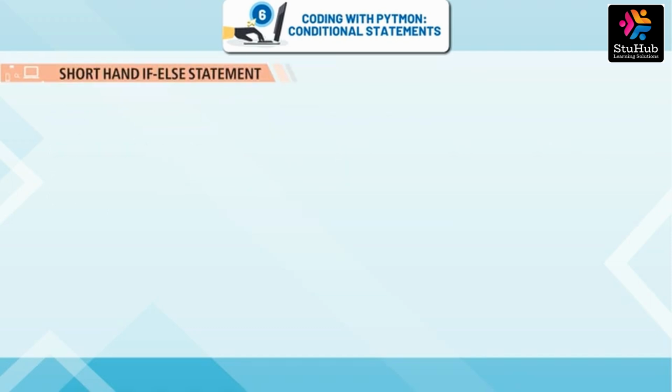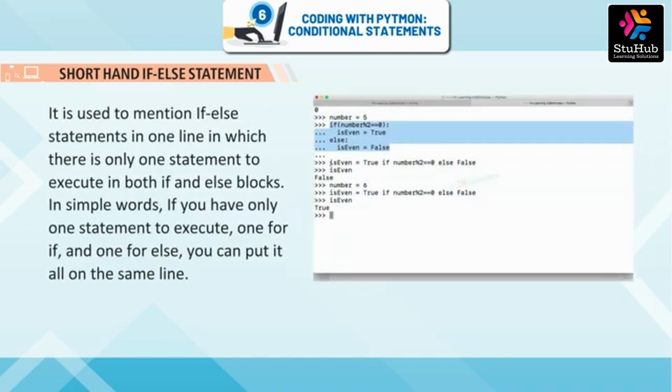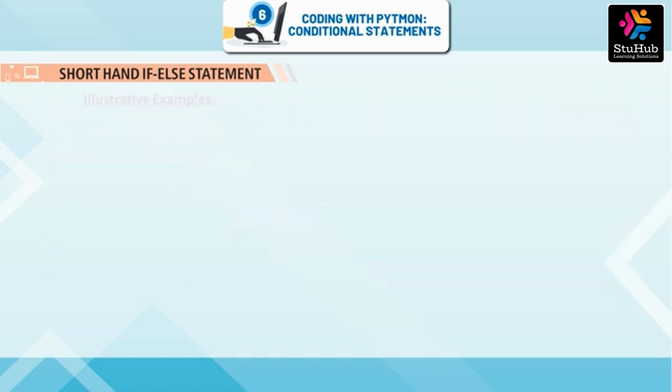Shorthand if-else statement. It is used to write if-else statements in one line, in which there is only one statement to execute in both the if and else blocks. In simple words, if you have only one statement to execute, one for if and one for else, you can put it all on the same line. Illustrative example.